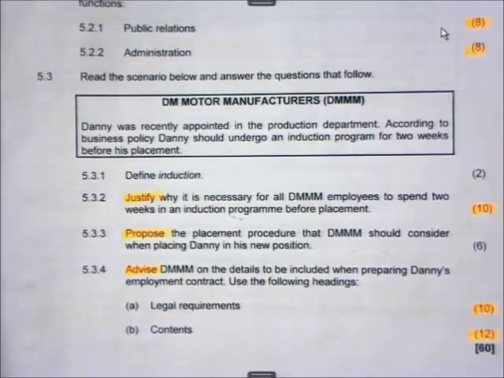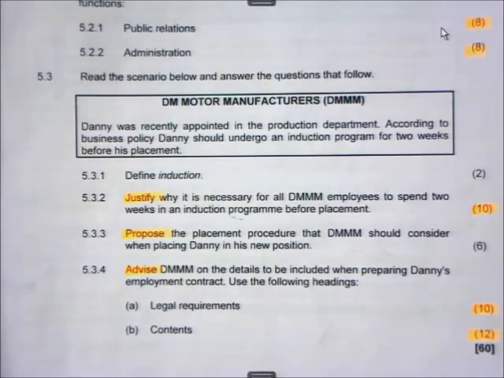Read the scenario below and answer the questions that follow. DM Motors manufactures. Danny was recently appointed in the production department. According to business policy, Danny should undergo an induction program for 2 weeks before his placement. This is the background information. 5.3.1, define induction. We've just gone through that. You are expected to define the concept induction, and it carried 2 marks.